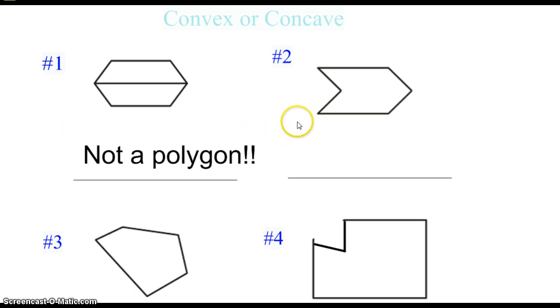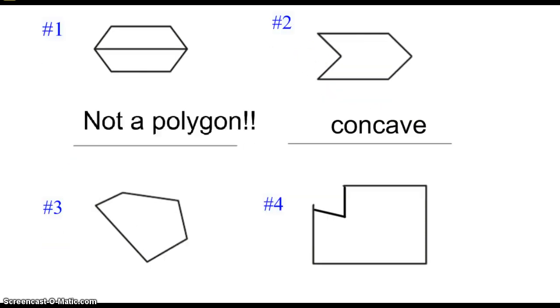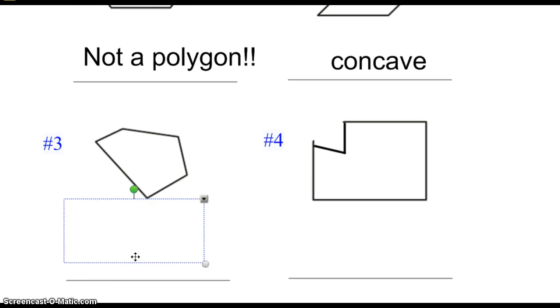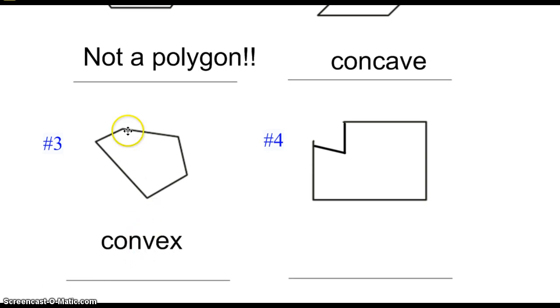Number 2, it is concave. And it's concave because if I extended this line here, it would run through the interior. Number 3, convex, because no matter what lines I extend, it will never go through the interior. And then, of course, number 4 is concave. If I extended this line right here, it would cut right through the interior.